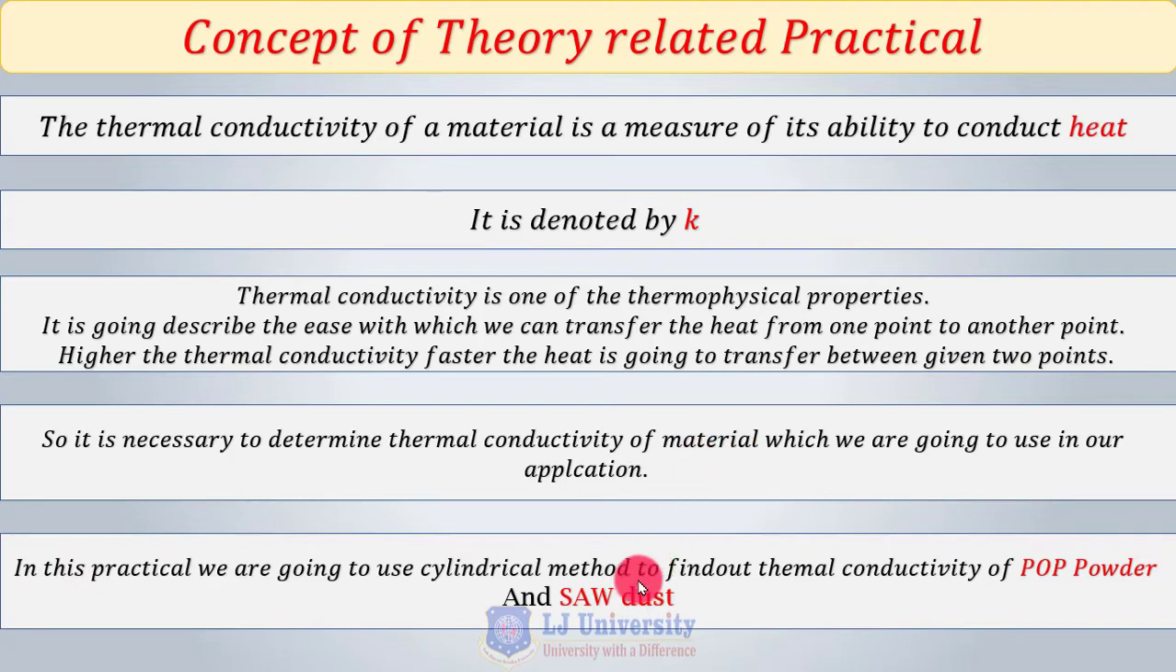In this practical we are going to use a cylindrical method to find out the thermal conductivity of two insulating powders. One is POP powder and the second one is sawdust. So let's understand how this practical works and how we can find out the unknown thermal conductivity of any material which can be converted into powder form. For our practical we have taken two insulating powders: POP powder and sawdust.